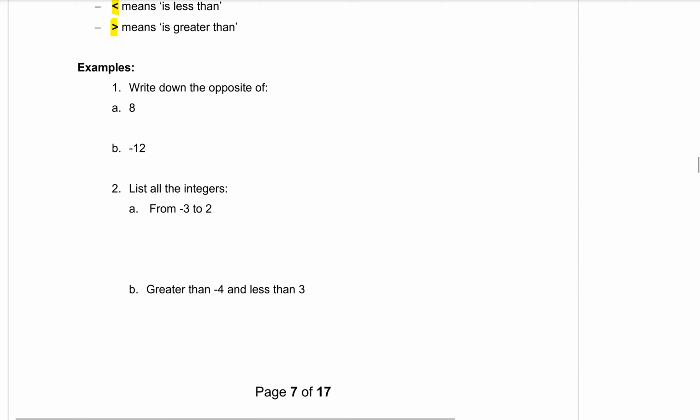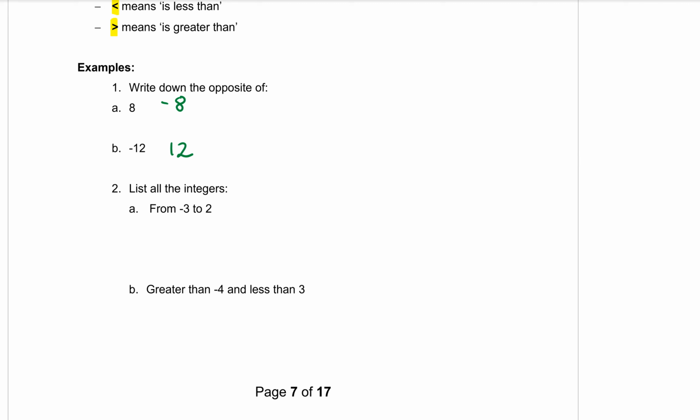Examples. Write down the opposite. Okay? So the opposite of a positive 8 is going to be a minus or a -8. The opposite of a negative number, so -12, is going to be the positive. Just doing the opposite. So that'll be positive 12.